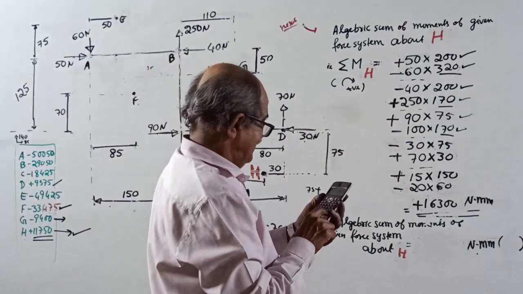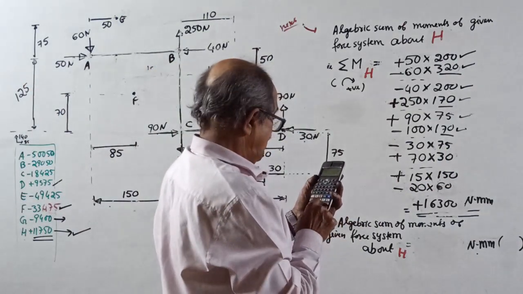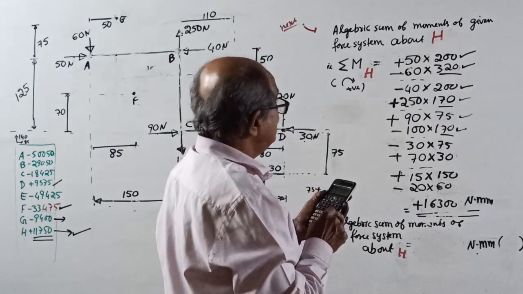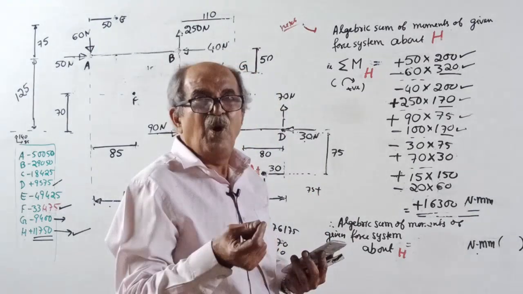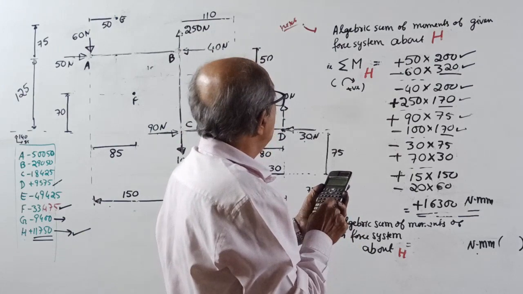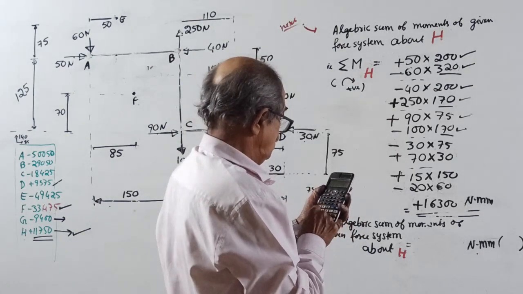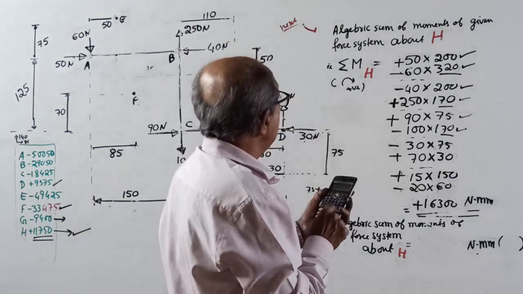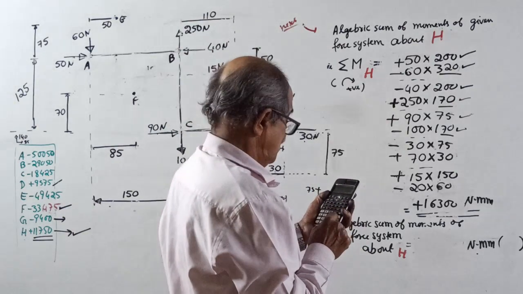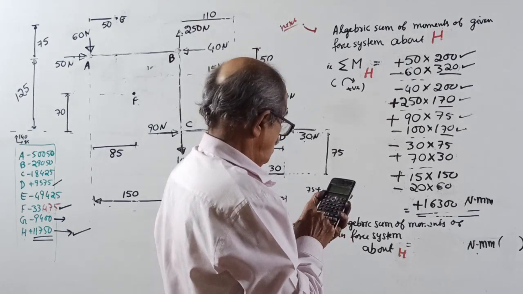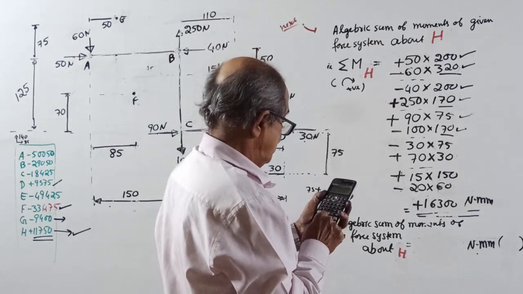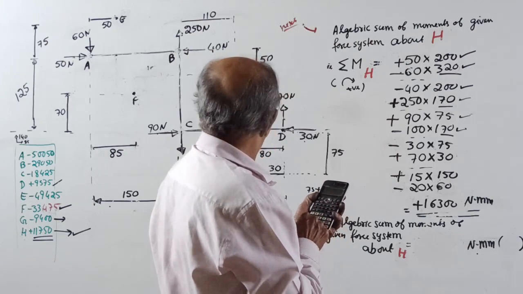Okay, let me say. Really feeling tired now. 50 into 200 minus 60 into 320. Sometimes you don't know, one small mistake, how much trouble it gives. Minus 40 into 200 plus 250 into 170 plus 90 into 75 minus 100 into 170 minus 30 into 75 plus 70 into 30. Is it correct?